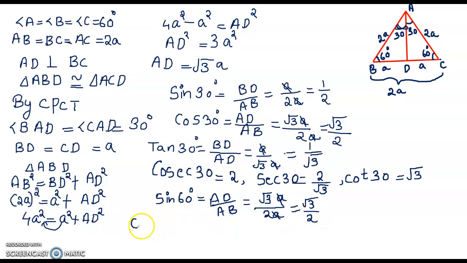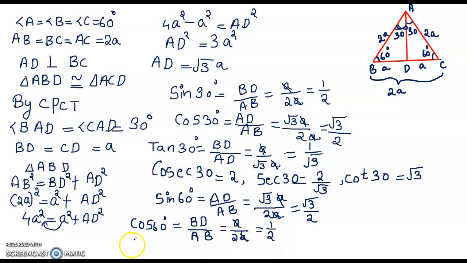Again, cos 60 is equal to what? Cos is adjacent side by hypotenuse. So cos 60 degrees is the side adjacent to this angle 60 degrees, which is BD, divided by the hypotenuse AB. BD is a, divided by AB, which is 2a. Cancelling these two a's from numerator and denominator, I got the value of cos 60 as 1 by 2.